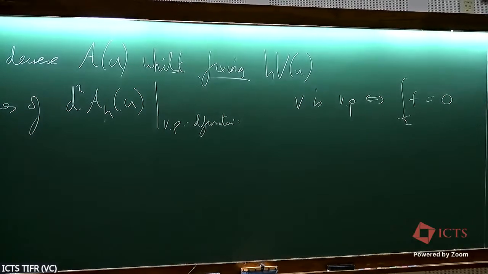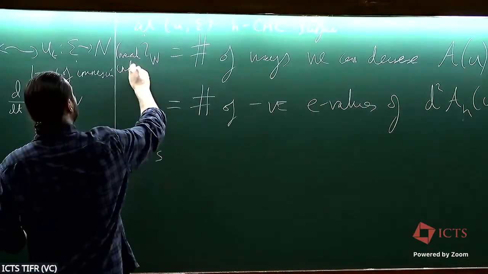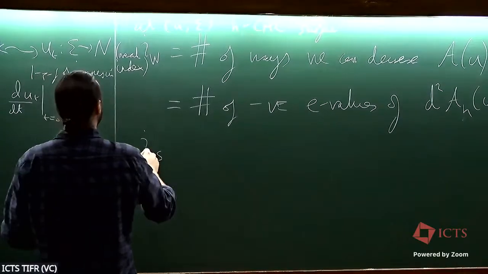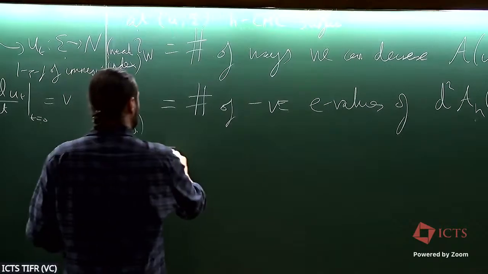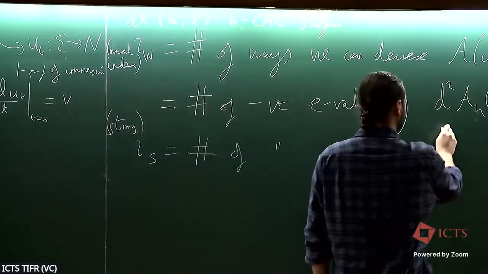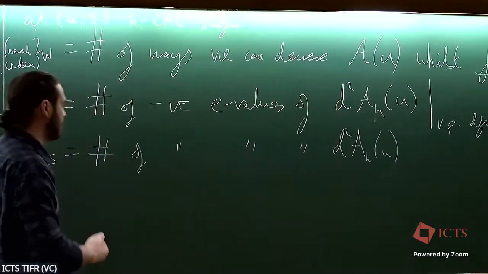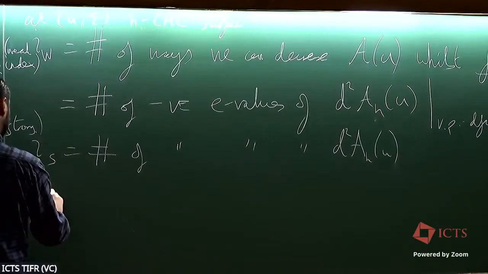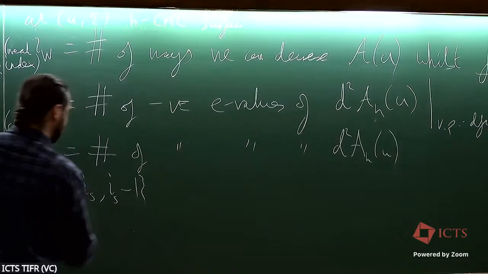and the strong index, so this is weak. Oops, my writing has immediately gone small. Weak and strong is just the number of negative eigenvalues of that thing with no restriction. Okay, so in particular, the weak index is either equal to the strong index or the strong index minus 1.